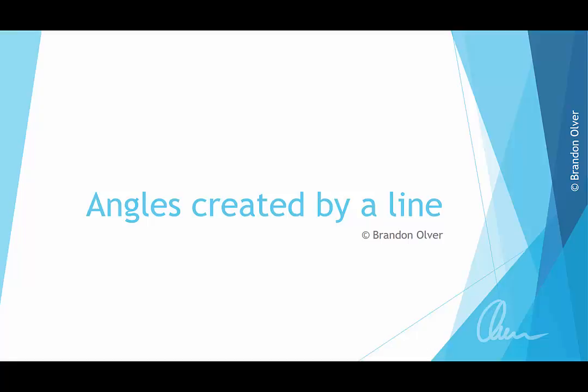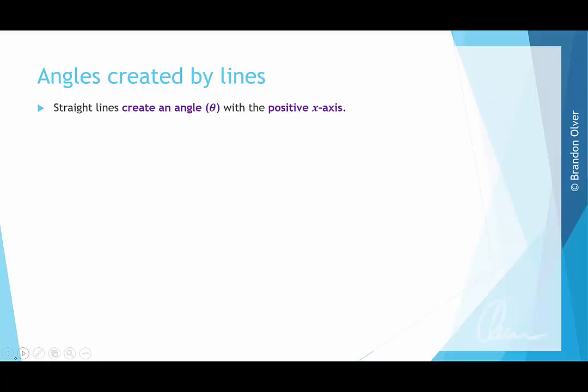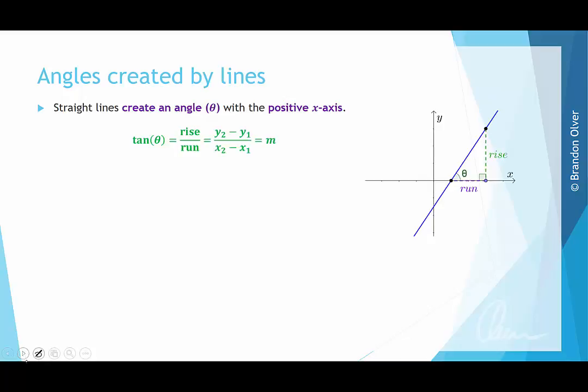In this video, we'll be looking at angles created by lines. Straight lines create an angle with the positive x-axis. So in this diagram here, you can see that we've got a blue line with a positive gradient that's creating an acute angle, which is an angle between 0 and 90 degrees, with the x-axis.